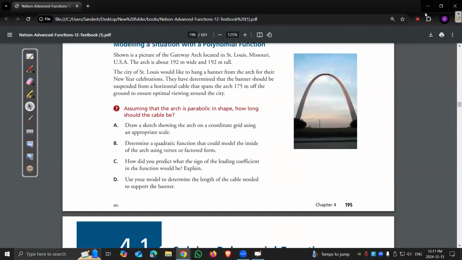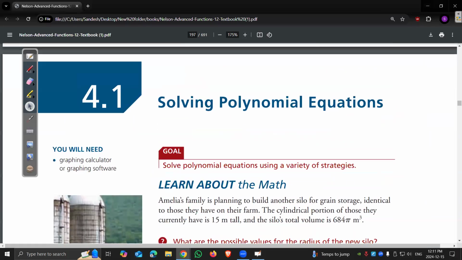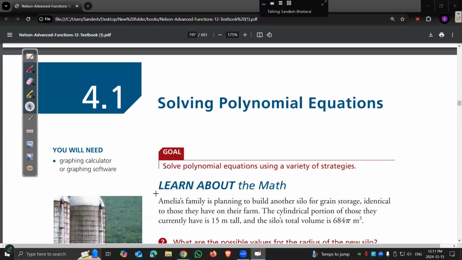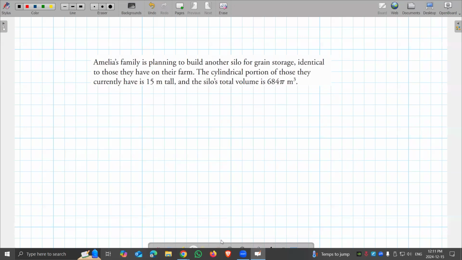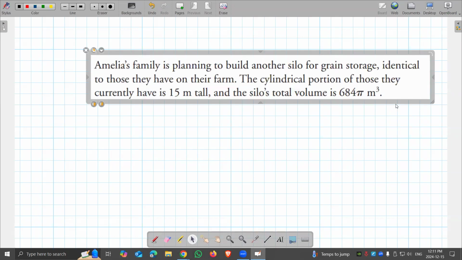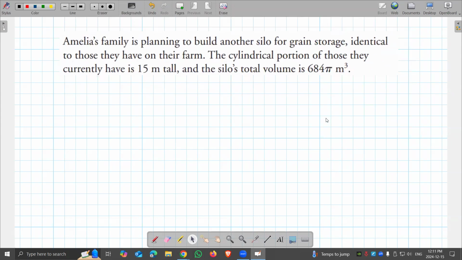So let's see some questions. This section actually starts off with just equations, so they're not actually inequalities. Let's see if we can deduce this. And again, it says polynomial. How hard could this possibly be? Amelia's family is planning to build another silo for grain storage, identical to the ones that they have on their farm. You know what a silo is?